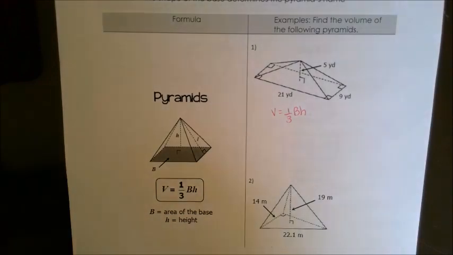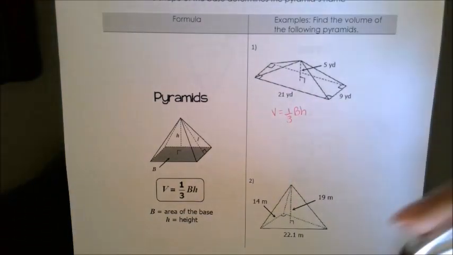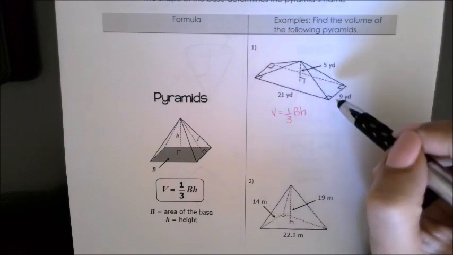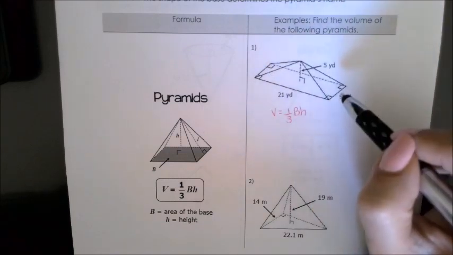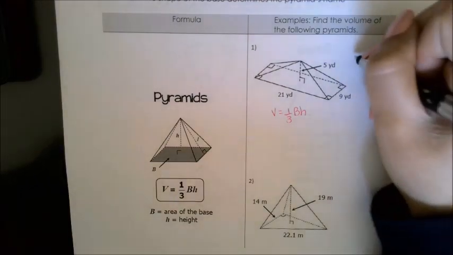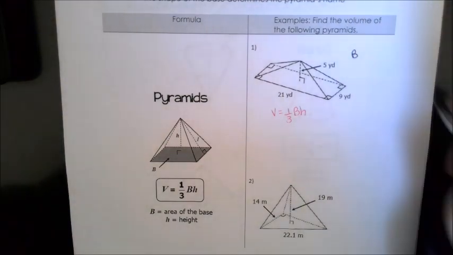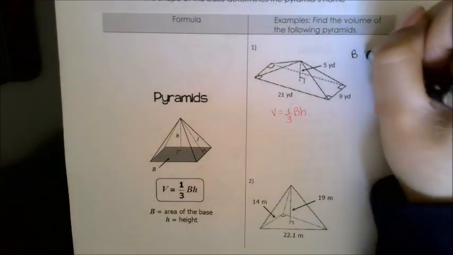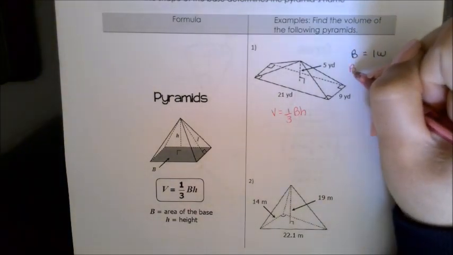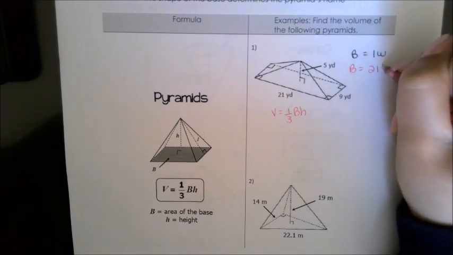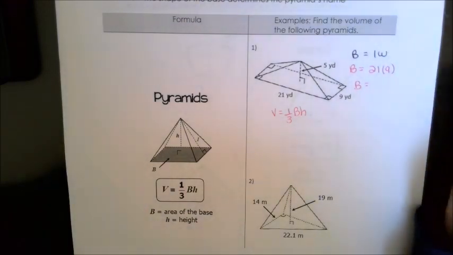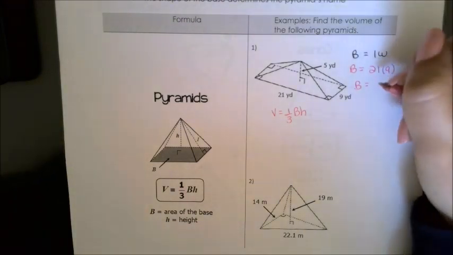So my volume here, I need to find the area of the base. So let's identify the shape of the base. The base here is a rectangle. So the area of a rectangle is length times width. So for the big B, we're going to do length times width. We'll have 21 times 9. So big B, the area of the base, will equal 189.